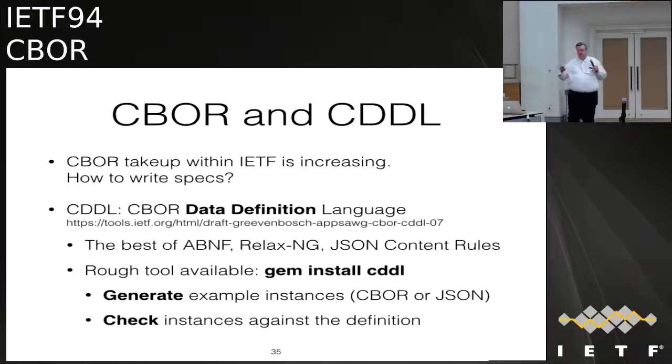But we try to limit this to essentially the function of ABNF. And we actually copied the syntax of ABNF, so it looks relatively similar. But the theory behind it is really the theory behind RelaxNG. So if you know what RelaxNG is, you will feel at home very quickly. There's another proposal called JSON Content Rules, where we stole the rest of the great ideas.